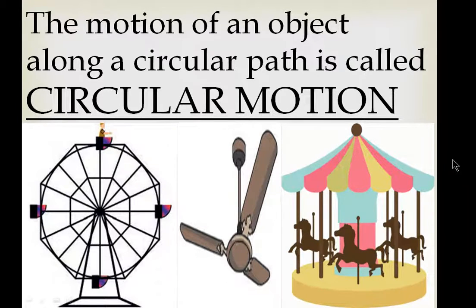Here we can see an example also: the fan comes under circular motion, and the games also, their path is in a circle way, that is, circular.